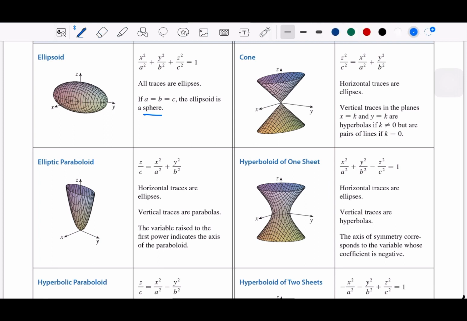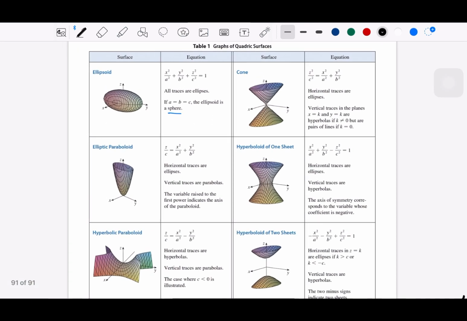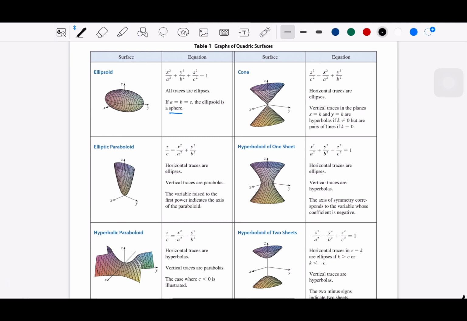Okay, and then that's finished for chapter 12. Now after chapter 12, we can move to chapter 13. So go to chapter 13, and then tomorrow we can finish and complete the chapter.